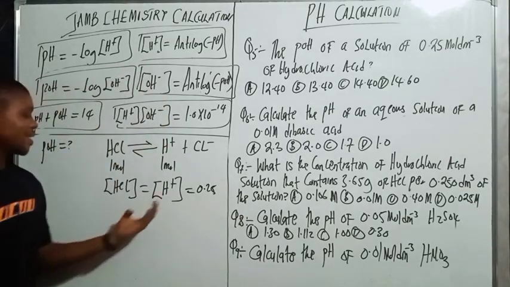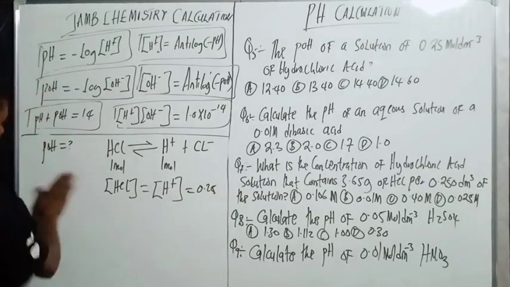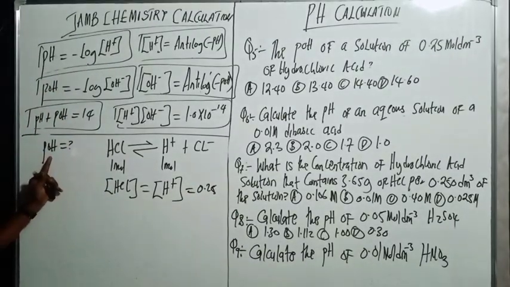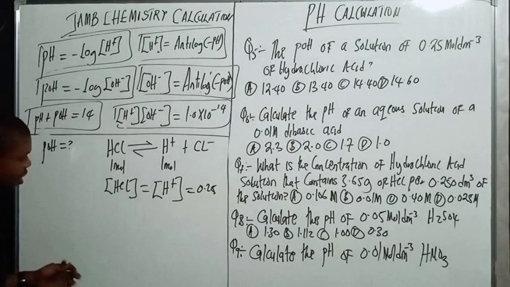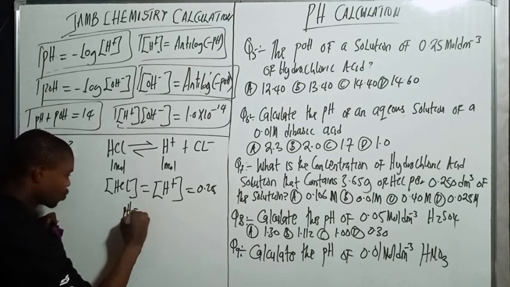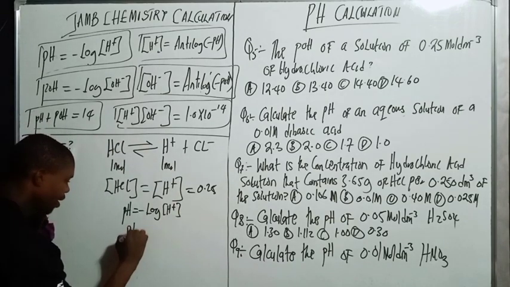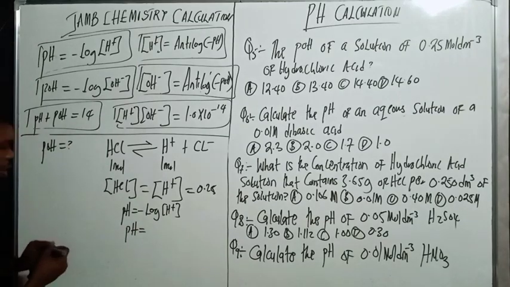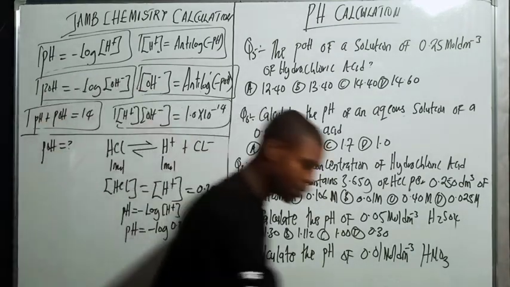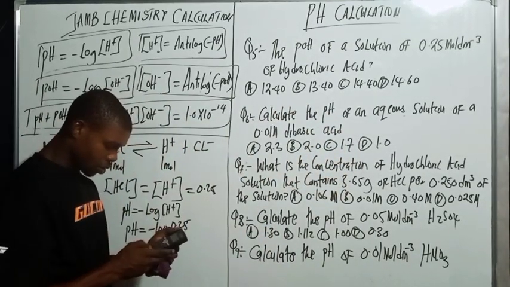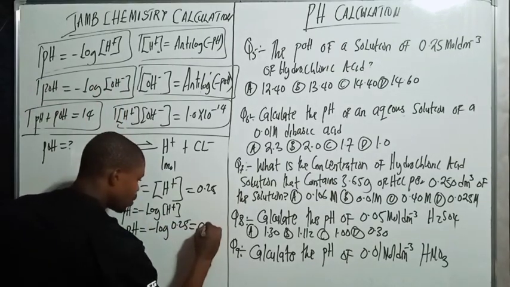So that is the concentration of the acid, which is also the concentration of H plus, right? Now, if you are being asked to calculate pOH here, let's calculate the pH first. pH equals minus log H plus, just like the way we did before. So you say minus log 0.25, right? Let's use our calculator here. It will be minus log 0.25, which is 0.60, right?